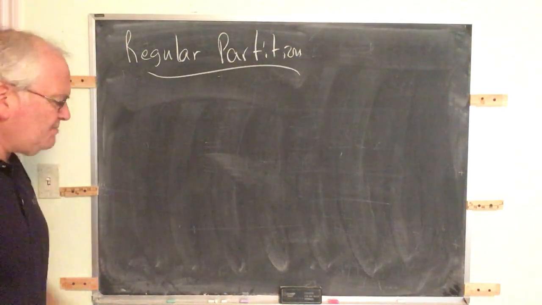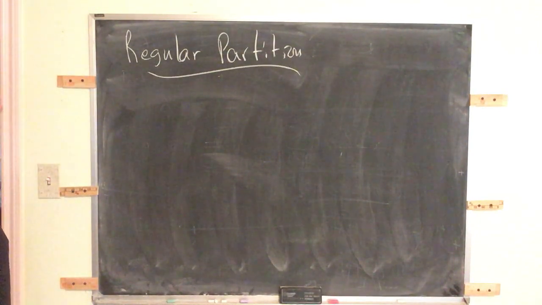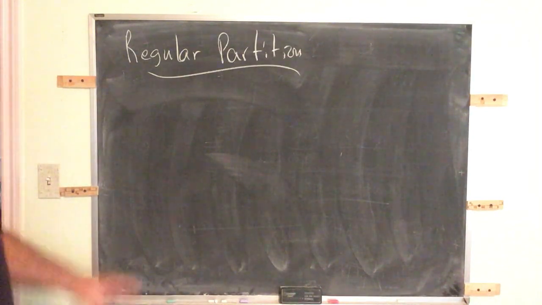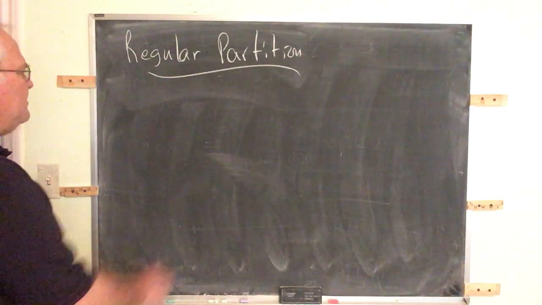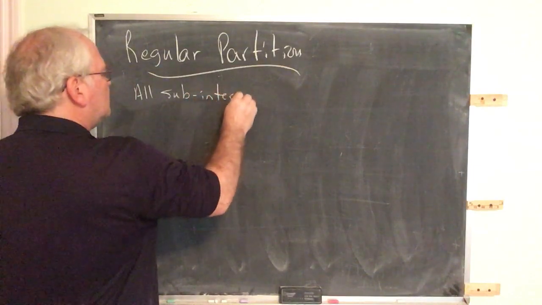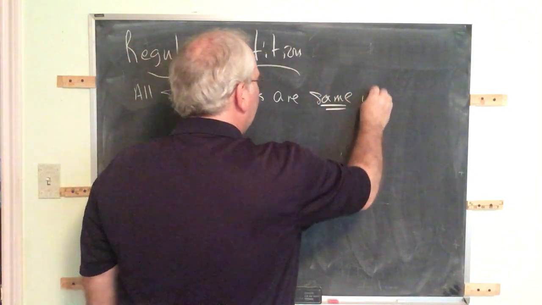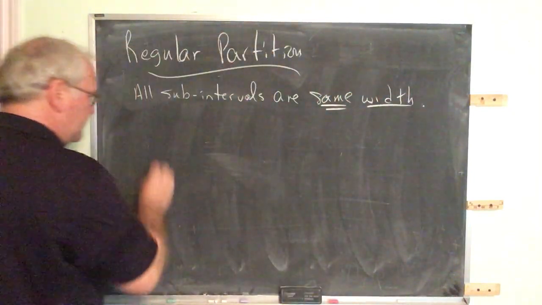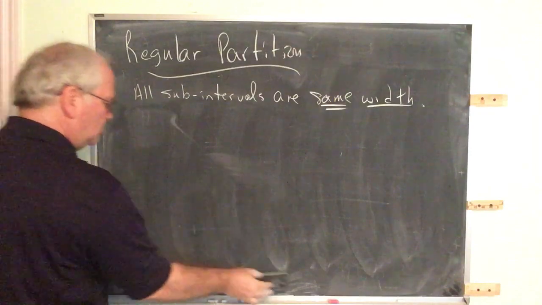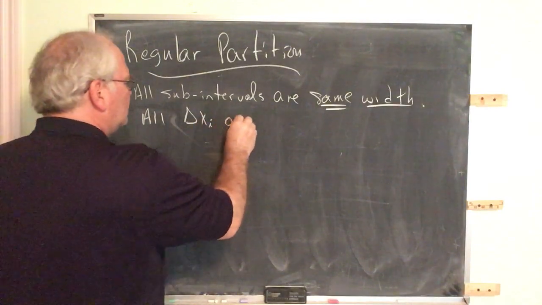All right, the next and really the last piece of this puzzle I've been developing here for our last few videos is the notion of a regular partition as opposed to a general partition. Everything we've done so far has been a general partition. A regular partition has the following requirement. All subintervals are the same width. Or another way to say this, all delta x sub i's are equal.